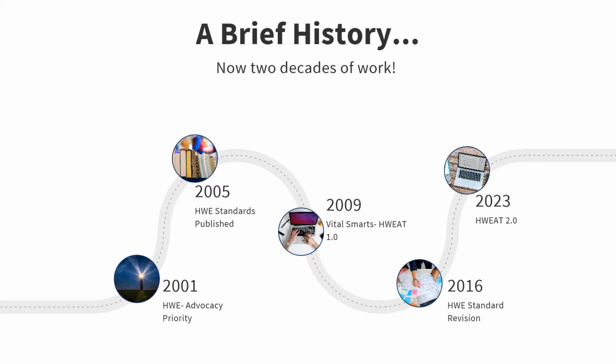This roadmap here represents an abbreviated history of AACN's involvement with healthy work environments, really as it pertains to the development of the healthy work environment standards and the assessment tool. As you can see, creating and sustaining a healthy work environment has really been an advocacy priority for over 20 years at AACN. It was first identified as such in 2001 and ultimately led to the creation of the Healthy Work Environment Standards in 2005.